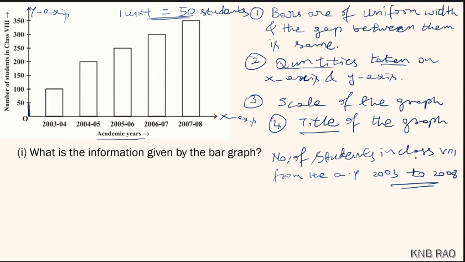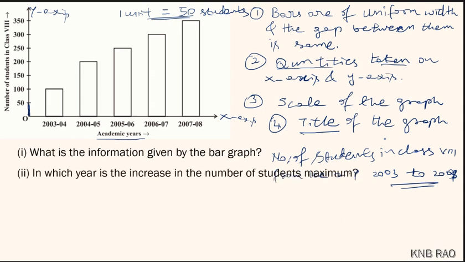2008 or 2007? Counting 2003, 2004, 2005, 2006, 2007, that is 5 years. So, 2007 is the right end year. Okay. So, this is what we tell about.